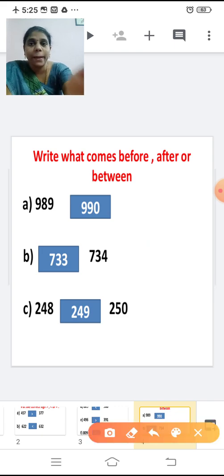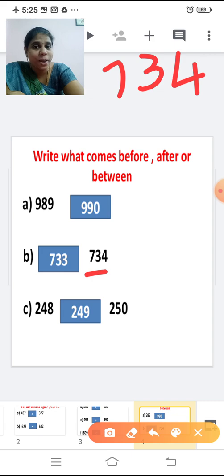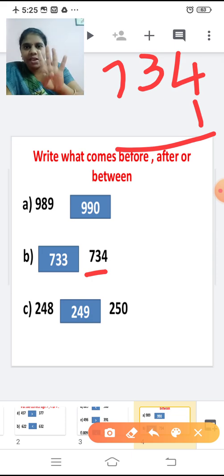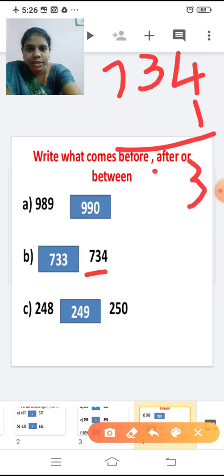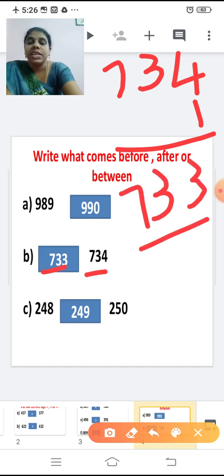Next one, we are going to write the before number. So 734. For this, we are going to write the before number. Now tell me what comes before 734? Or else you can subtract 1 from the number. 4 minus 1. From 4, I am removing 1. So what number is there? 3. So 733. 733 comes before 734.